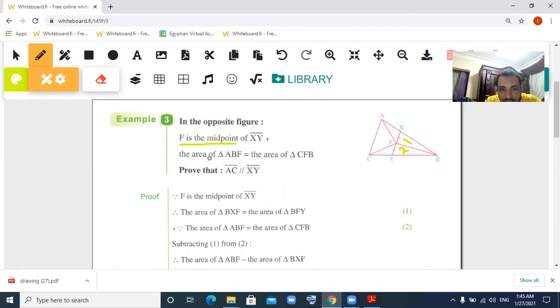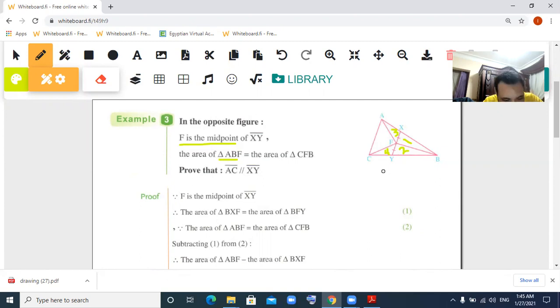Now it's given also that the area of the triangle ABF, if I call this part 3, means the area of triangles 1 and 3 together, ABF, equals the area of the triangle CFB. If I call this one 4, it means 2 and 4 together is the triangle CFB. So if you read the question well, I want to prove that AC is parallel to XY.